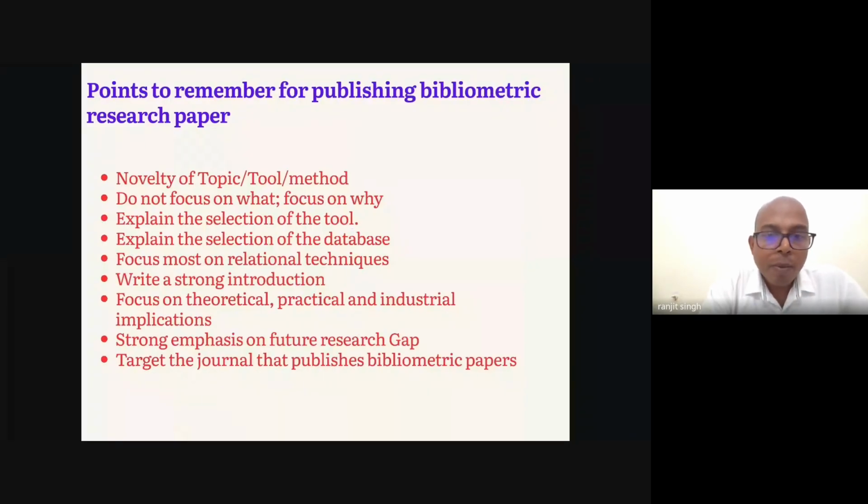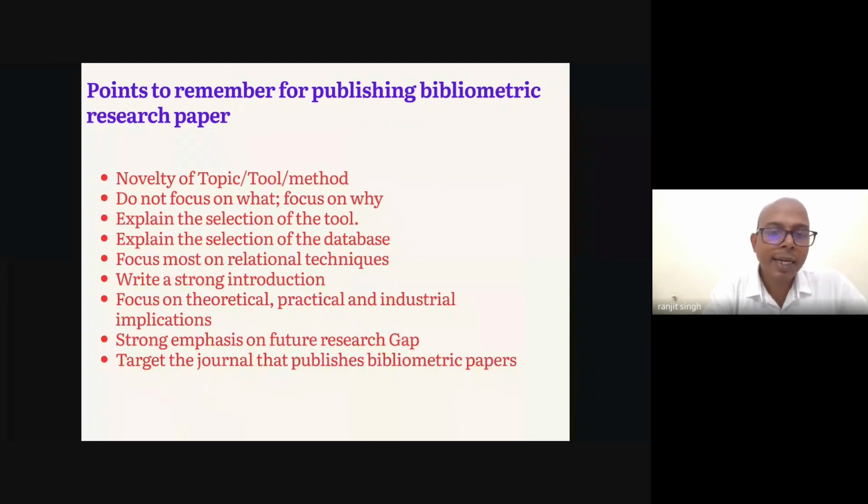Next, focus on theoretical, practical, and industrial implications. This is a very crucial aspect of bibliometric analysis, because we do a lot of hard work for the bibliometric analysis. And if we ignore the theoretical, practical, and industrial implications, then there is a high chance your article will be desk rejected. Generally, in bibliometric analysis, create a separate heading for theoretical, practical, or industrial implications.